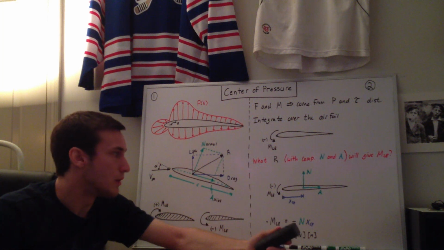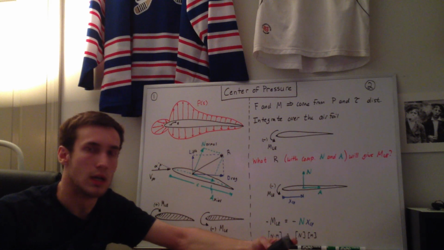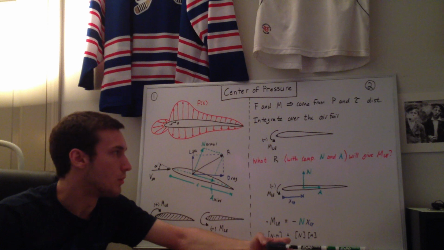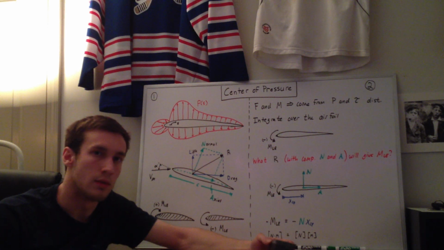And that's not really that great for describing the stability of a plane or a wing. So what they do is they use something called the aerodynamic center instead, and I'll go over that in a different video.